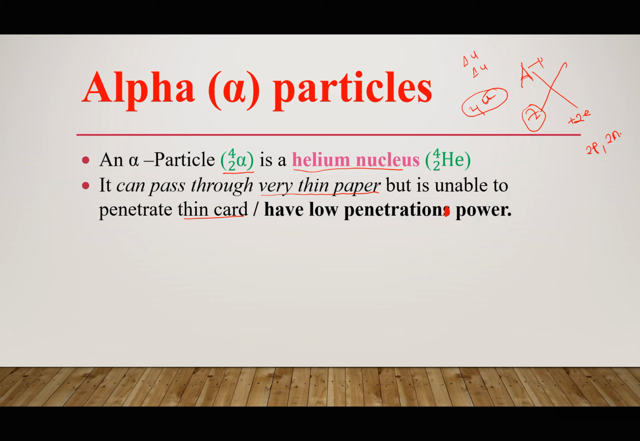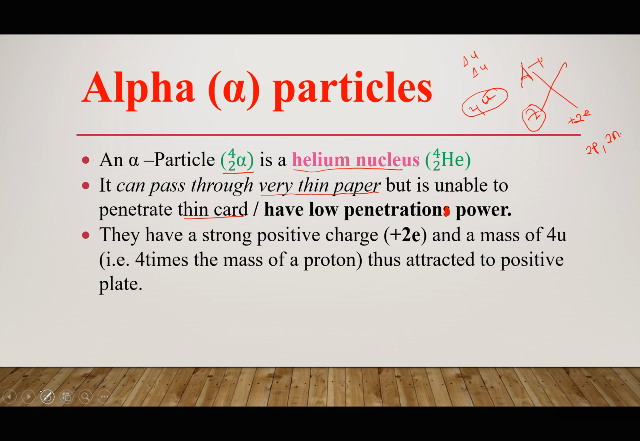And because they have low penetration power, we shall later on see that they can easily be absorbed by air, and therefore they have a small range in air. But they have a charge of positive 2e. So they have a strong positive charge of positive 2e. And of course, a mass of 4 U, where 1 U, remember, is 1.66 times 10 to the power of minus 27 kilograms. That is 1 U, as we discussed in lesson 1. So the mass of an alpha particle is 4 times the mass of a single proton. Thus, because alpha particles are positively charged, they can be attracted to a positive plate, thus attracted to a negative plate, as we shall see later on.